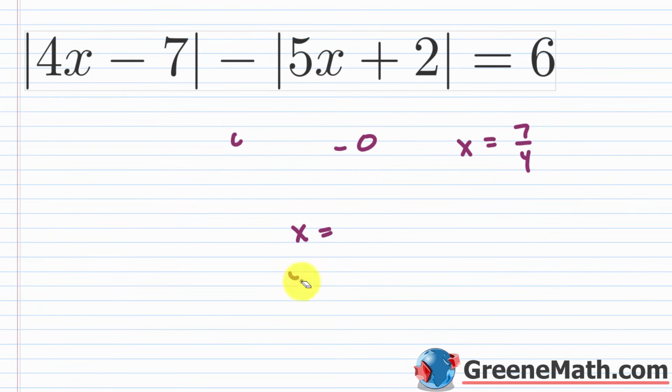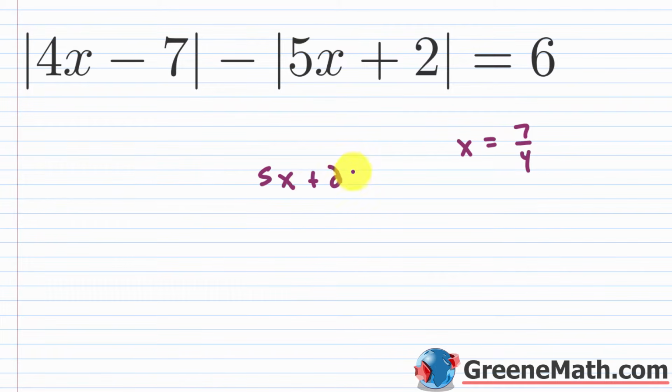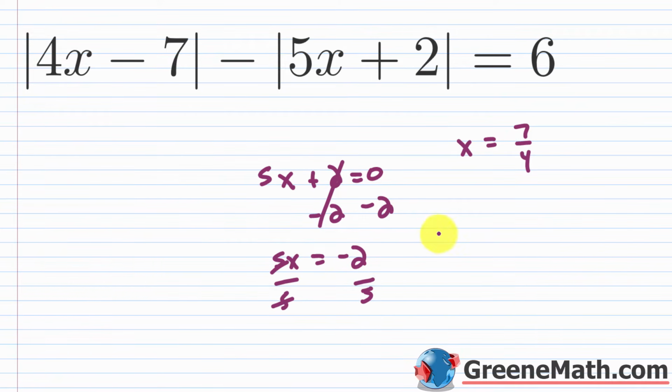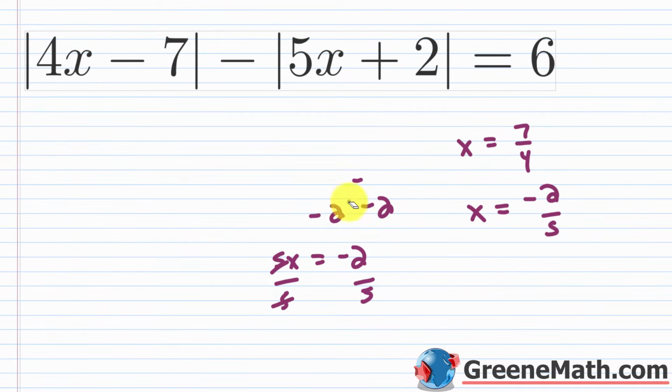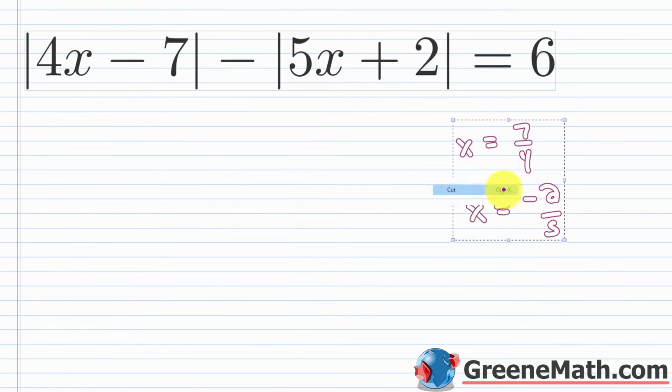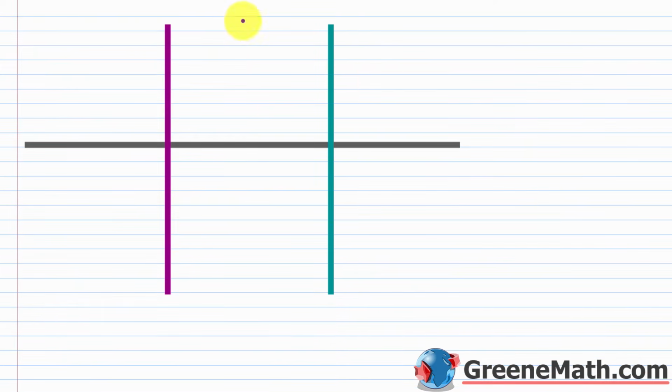Okay. So the other one, we're going to set 5x plus 2 equal to 0. Let's subtract 2 away from each side. We'll say 5x is equal to negative 2. Divide both sides by 5. We'll cancel this. We'll say x is equal to negative 2/5. Okay, so we have those two guys. And basically, we're going to use them to set up our intervals on our little table here.